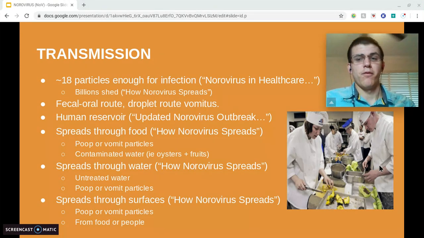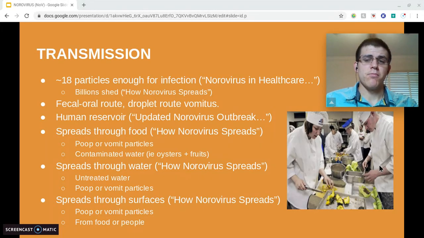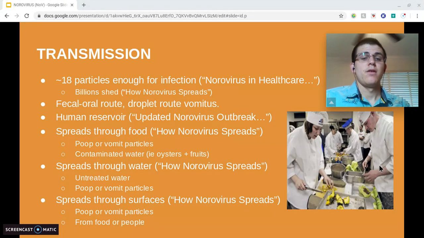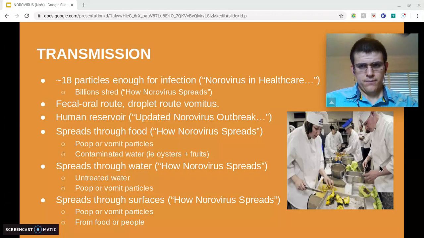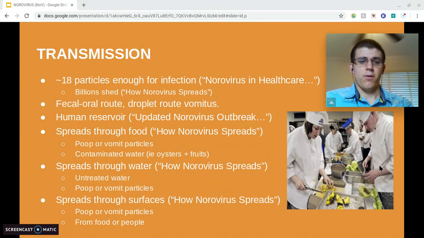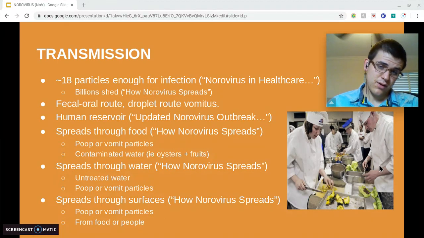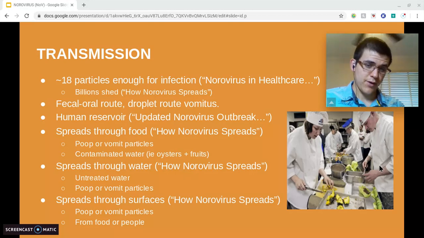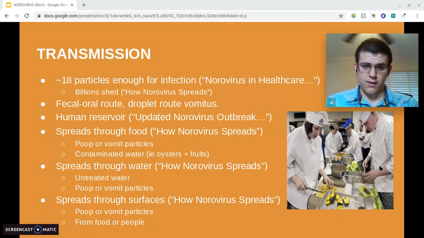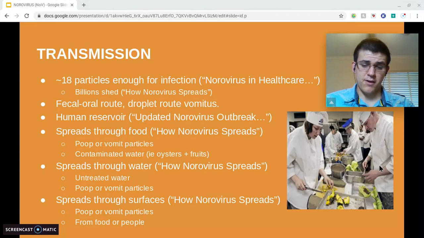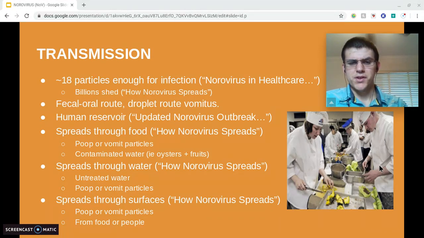This also spreads through food, mostly from poop or feces, vomit, particles that are on it, and this could happen from the conditions that it was produced or grown in. So, as we see from fruits, if norovirus-contaminated water gets on it, it can cause norovirus if you eat it. And oysters are apparently very special, so you cook them and steam them.